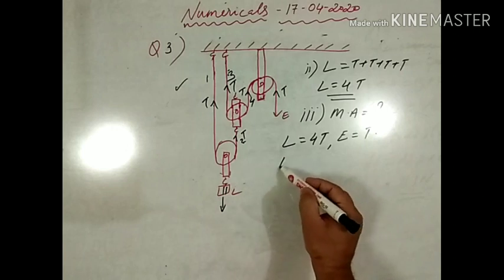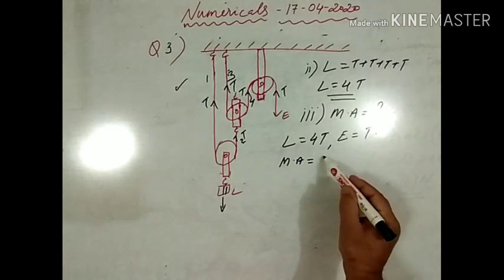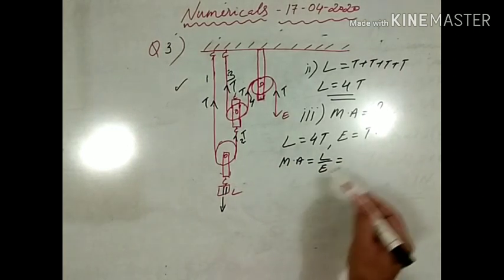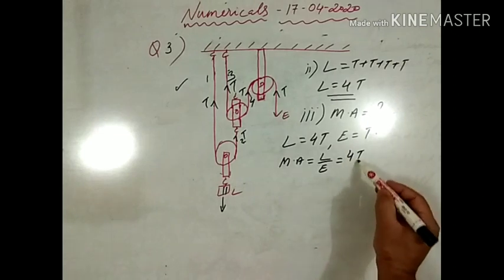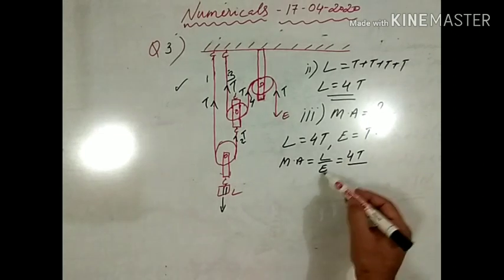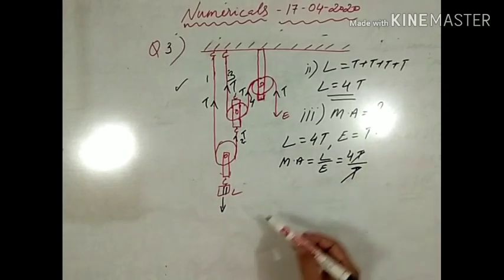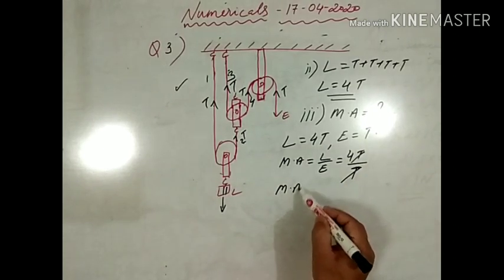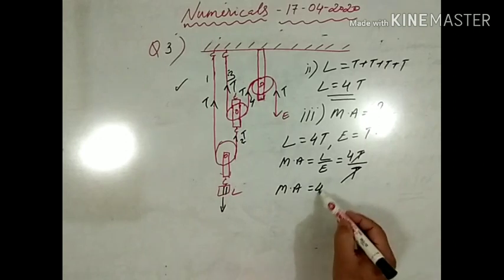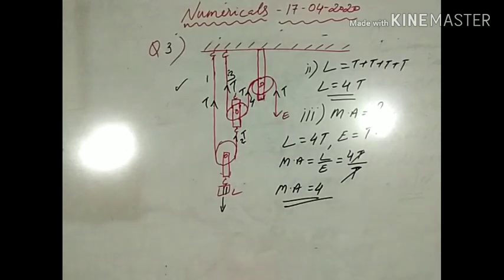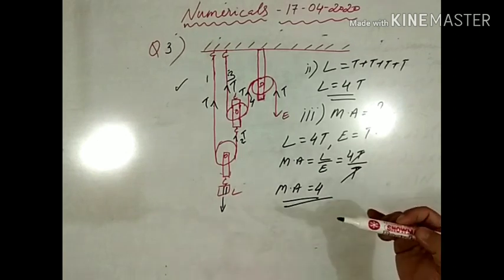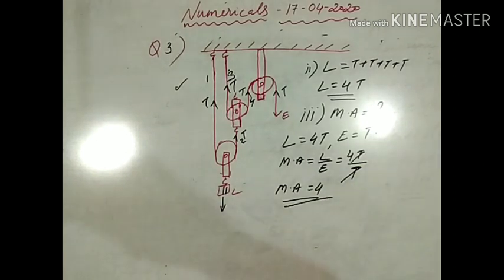Therefore, mechanical advantage is equal to, we know the formula, load upon effort. Substituting the values in the formula, 4T divided by T. So, T gets cancelled. So, the mechanical advantage we are getting is 4. The mechanical advantage is equal to 4. Steps are clear to you? Okay.